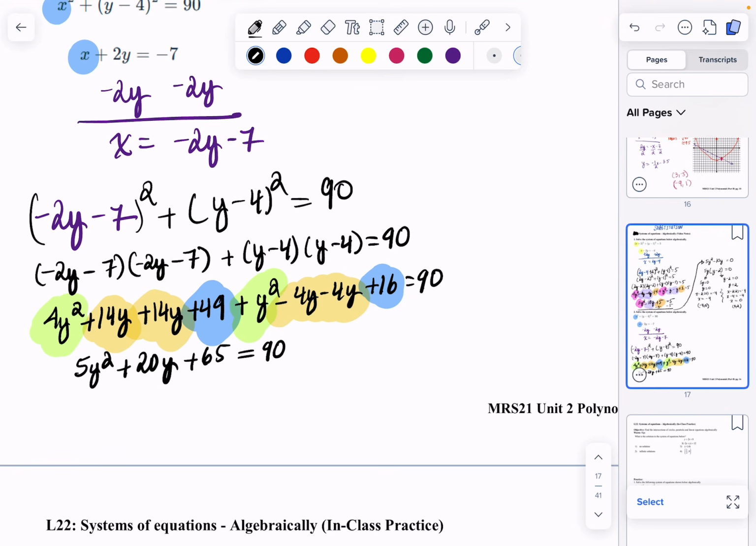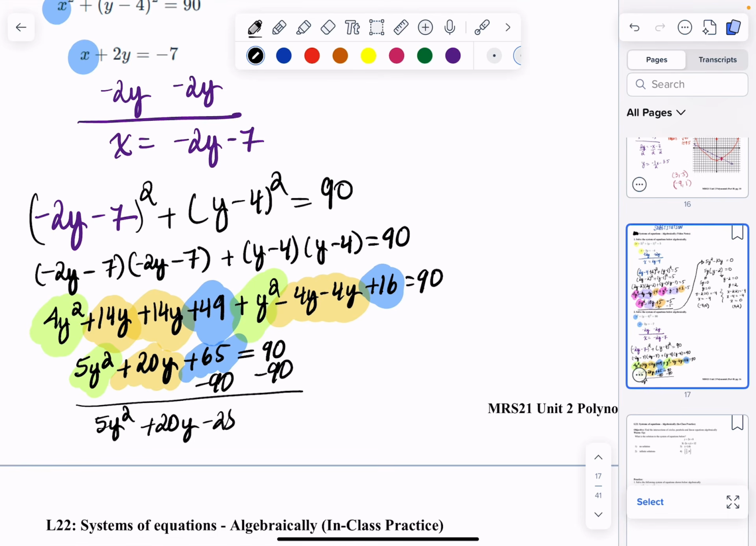Okay. Let me actually match the highlighting so you know where they're coming from. And just like the last one, we're going to make sure that we set it equal to 0, so we are able to factor. So I'm going to subtract 90 on both sides. 65 minus 90 gives me negative 25. So we have 5y squared plus 20y, and then negative 25 is equal to 0.